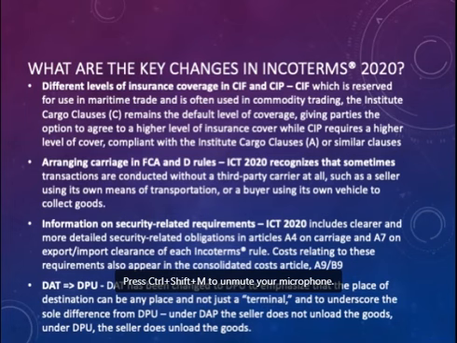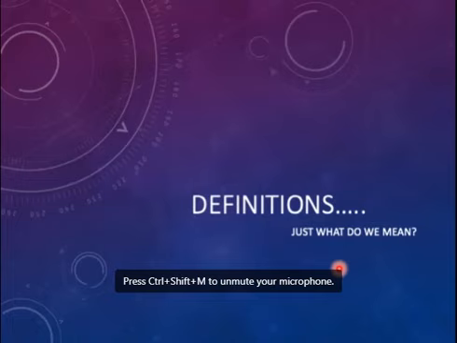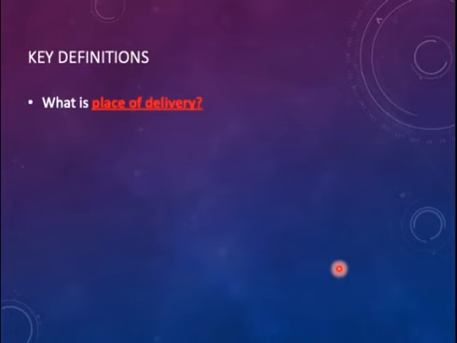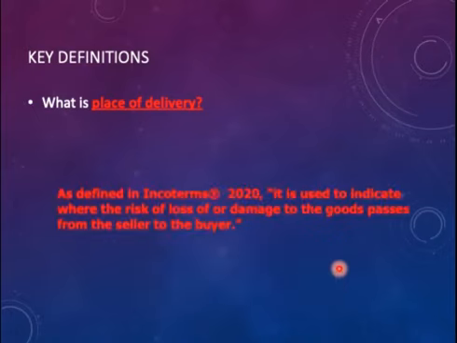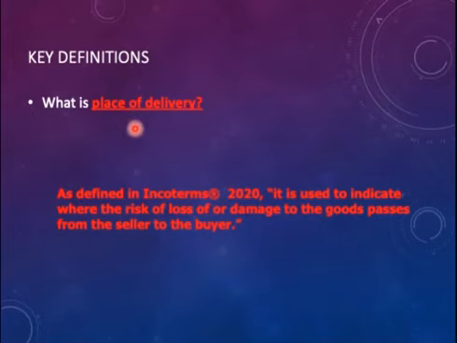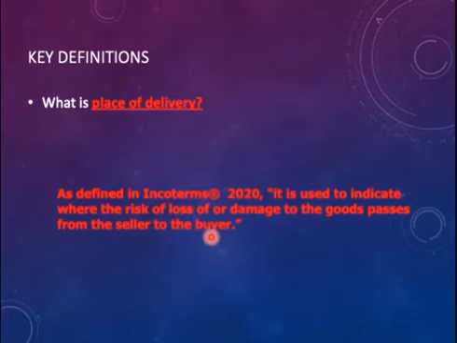Rồi, the next part. Now we move to some main definitions. The first is the place of delivery. Place of delivery is a very important definition in Incoterms. Whenever you hear place of delivery, it means the place where the risk of loss or damage to the goods passes from the seller to the buyer.